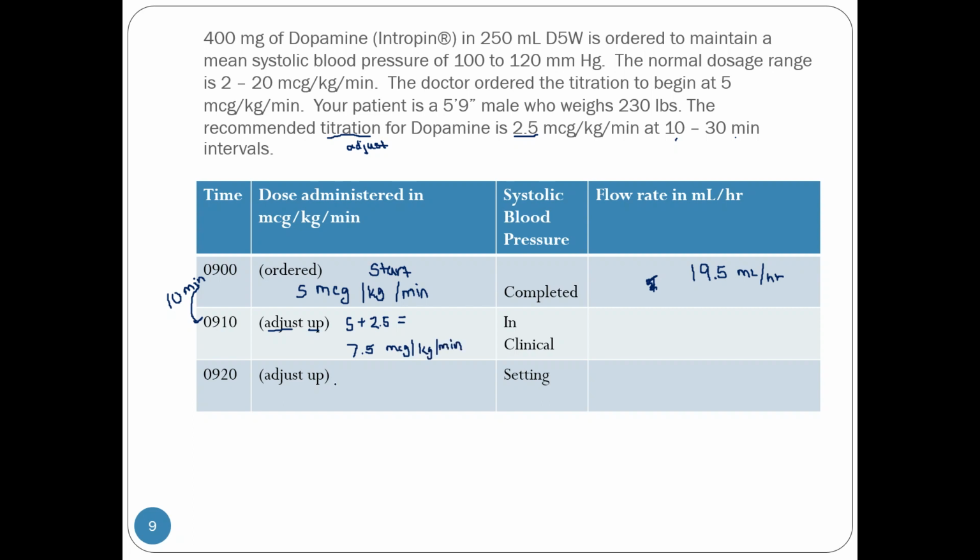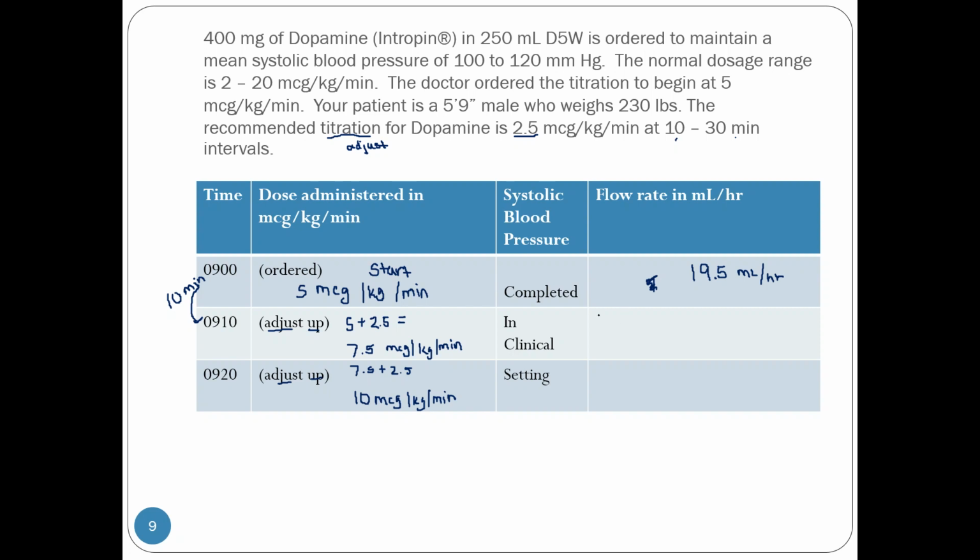I'm going to do the next one as well because I'm just in this column. I'm supposed to adjust up again. So this time I'll take the 7.5, add the 2.5, and I get 10 mcg per kg per minute. Then I need to figure out flow rates. So truly in real life, I would do these one at a time, and I'd have to wait 10 minutes before I make my next adjustment. But here on my chart, I could keep going.